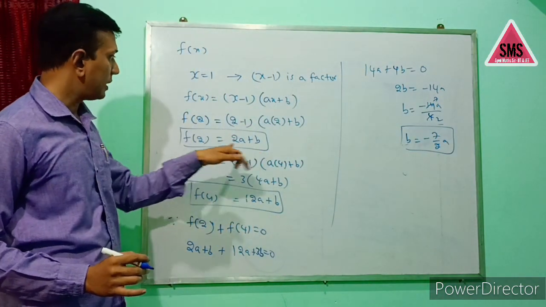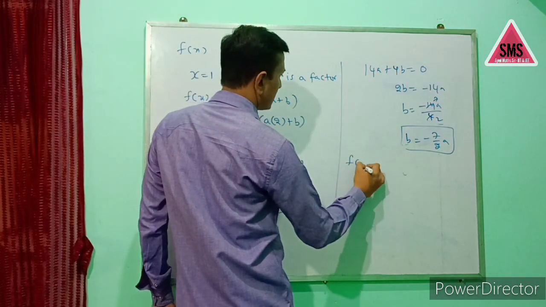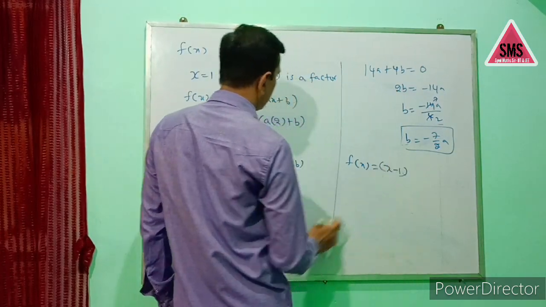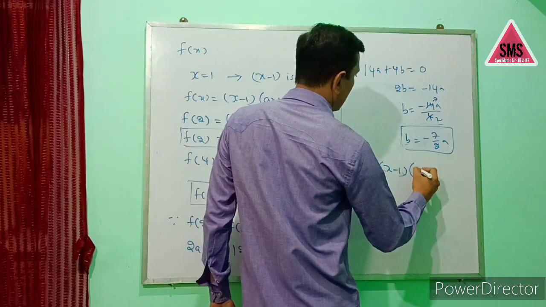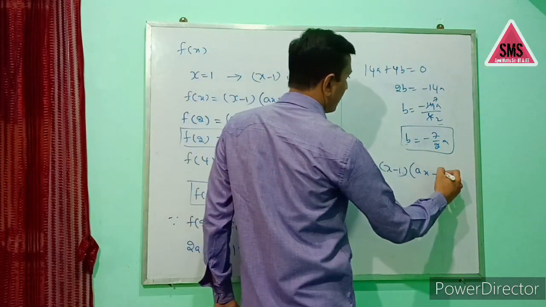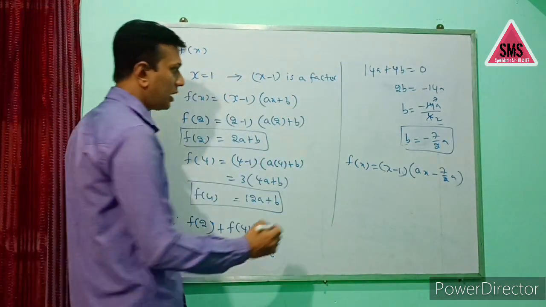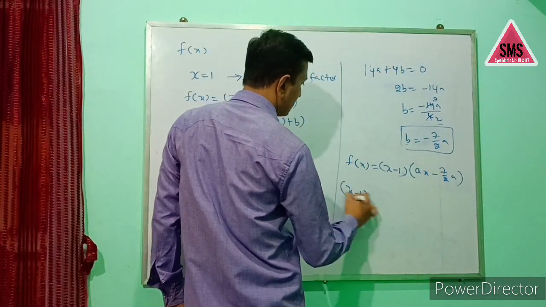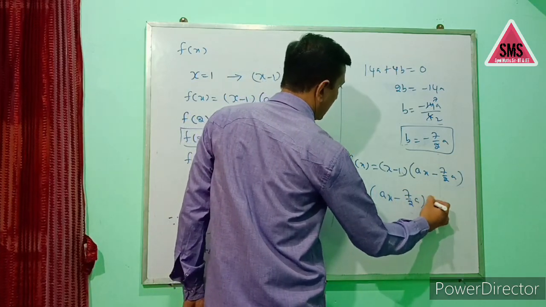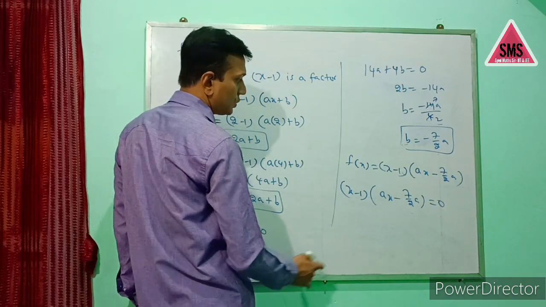Now substitute this value in the given condition, whatever condition we have discussed. So f of x equals x minus 1 into ax plus b, where the b value is minus 7 by 2a. Since he has given that it is a quadratic equation, I can equate it to 0. x minus 1 into ax minus 7 by 2a equals 0. Here the x value we know already, x value is 1.